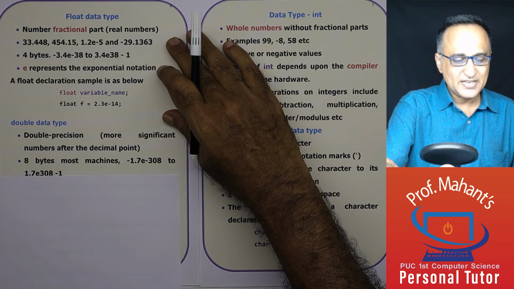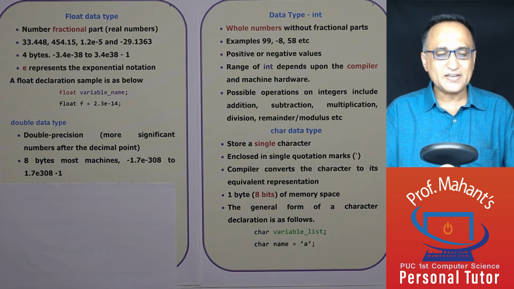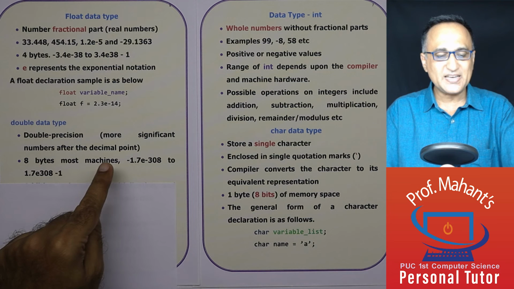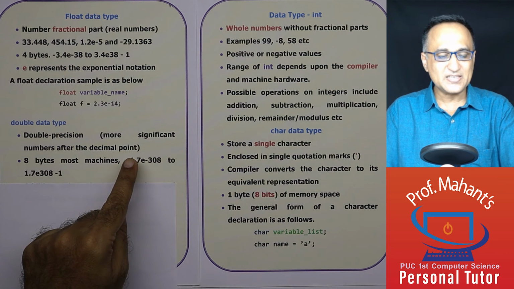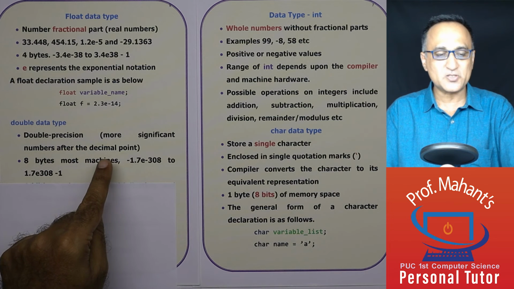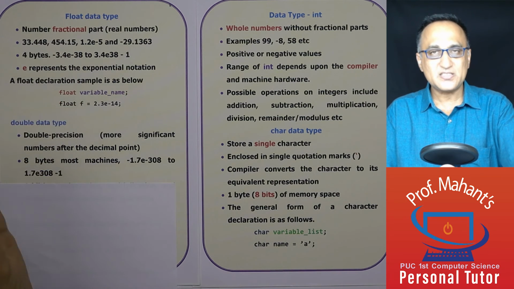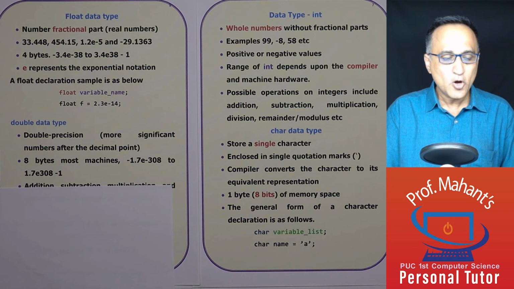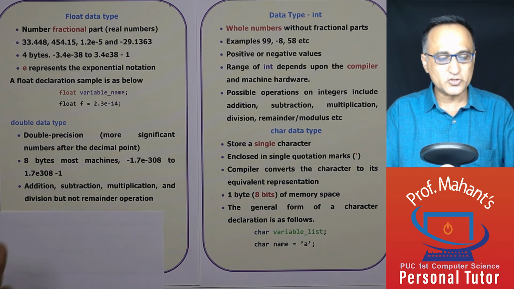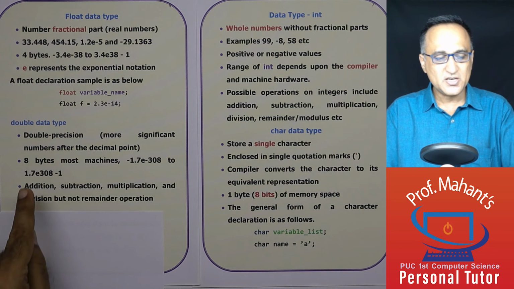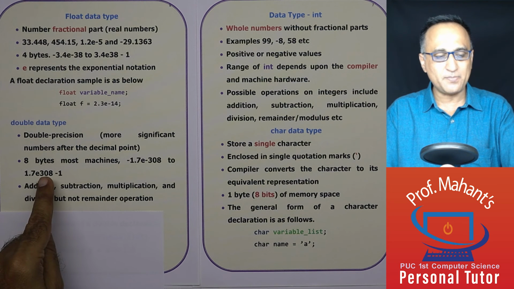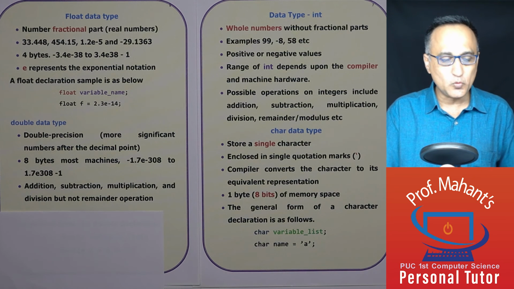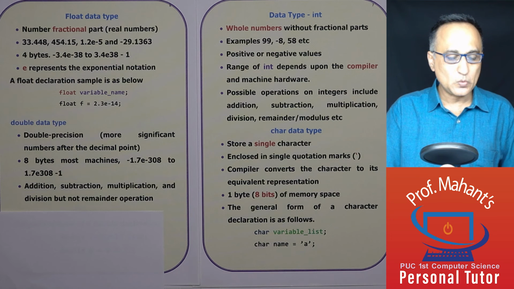Now let's understand what is double data type. Double data type is actually a double type of a floating point number. It means double precision, which indicates that after the decimal point, it can store more significant digits. Generally, float has only 6 significant digits. Double can store more than 6 significant digits after the decimal point. On most of the modern machines which you and I are going to use, although in certain smaller systems it may change, generally double data type may occupy 8 bytes and its range is minus 1.7 e raised to minus 308 to 1.7 e raised to 308 minus 1.